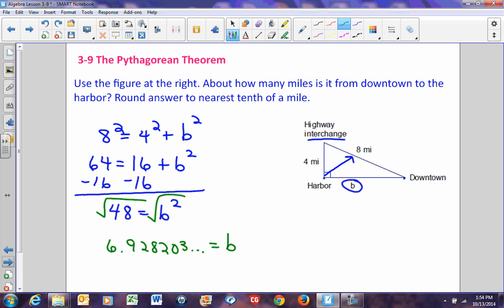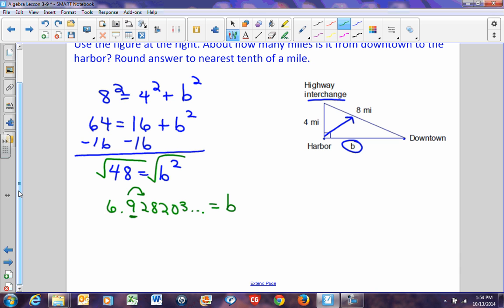But I need to round this to the nearest tenth of a mile. Here's the tenths position, so I'm going to look to the right. It is less than 5. So how far is it? B is equal to 6.9 miles. It's a word problem, so the distance is 6.9 miles.